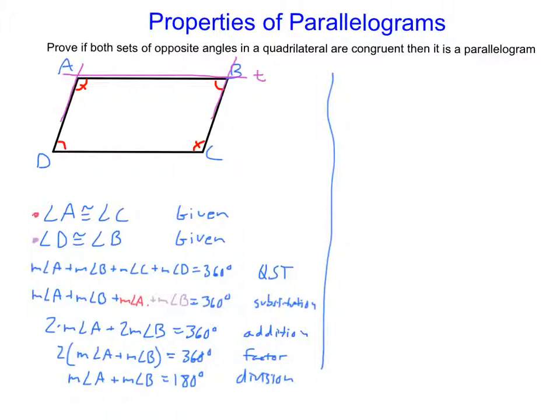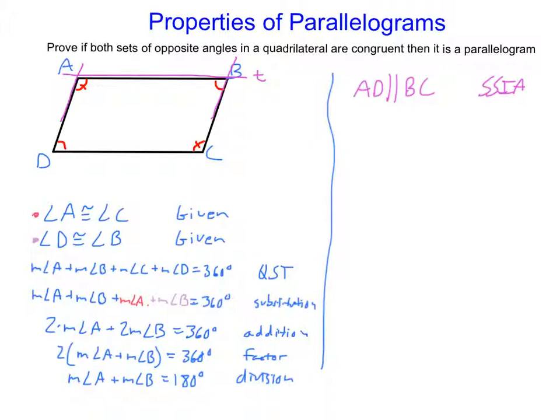So in purple here, I have these two lines, and then this one cuts through both of them, so this is the transversal, and these are both interior angles on the same side of that transversal, and I know that those interior angles add up to 180 degrees. So AD is parallel to BC by the same side interior angle theorem.